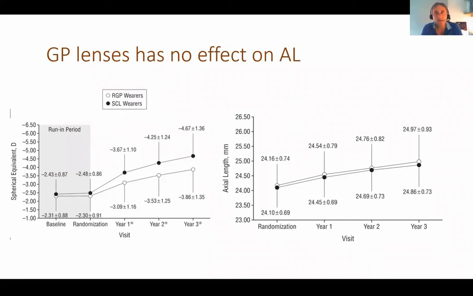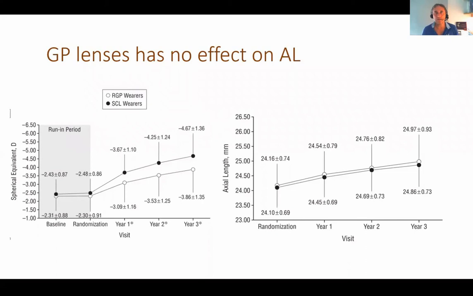And after this study, the scientific community said that GP lenses have no effect on axial length, and hence they would not be suitable for myopia control. But it's better than nothing, of course. At all times we worked a lot with GP lenses, and they do something, but not so much. Clinically, yes, but axial length, no. So GP lenses need to be avoided, and we need to look for other designs.